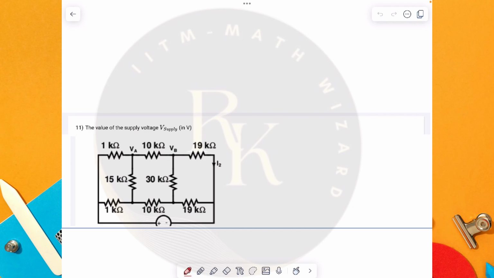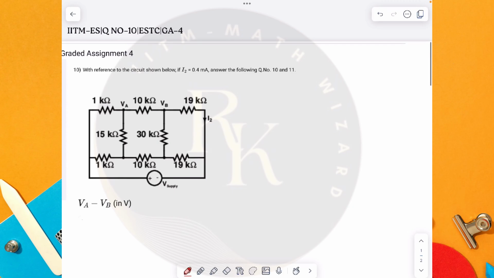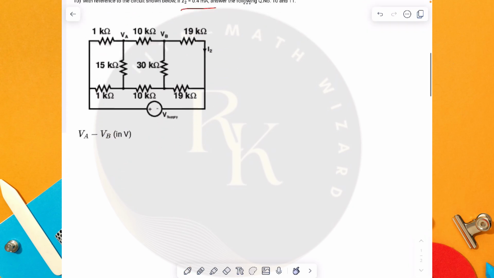In the 11th question, the total voltage supply is given. First we should understand the logic. From the voltage supply, the total current is passing through it, so through one branch I1 current will be passing and through another branch I2 current will be passing, and like this, and finally it comes out like this. In the initial question they have clearly given the value of I2 as 0.4 milliampere.